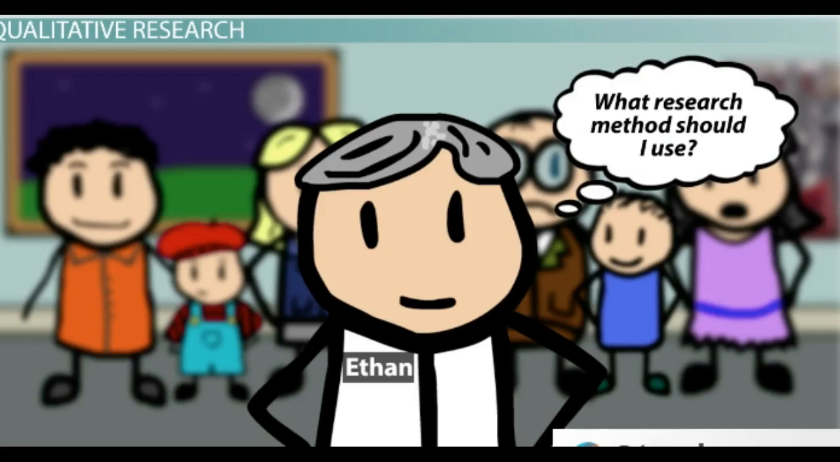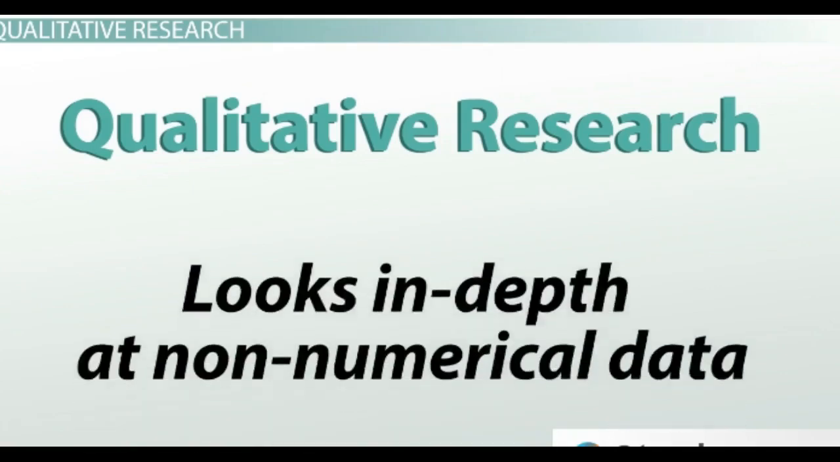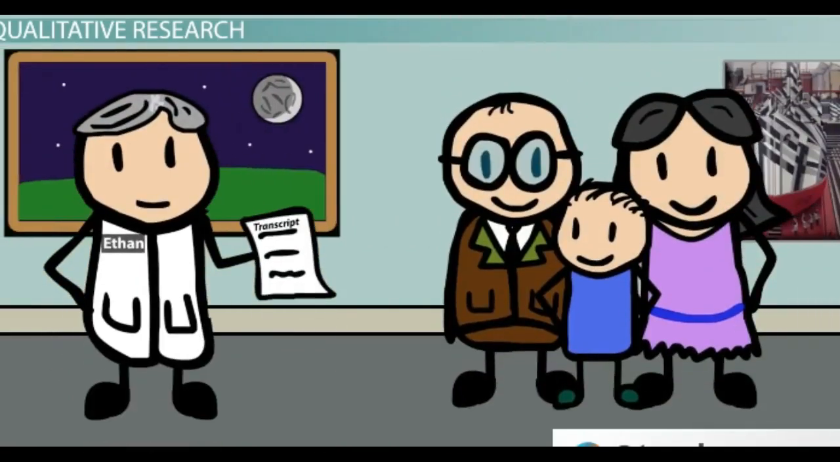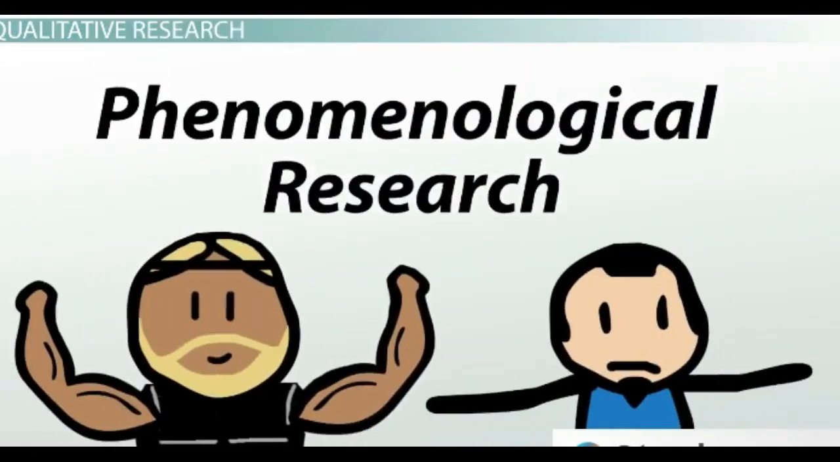There are a couple of different research methods. One common type of research is qualitative research, which looks in depth at non-numerical data. For example, if Ethan interviews parents of autistic children, he'll have notes and transcripts of his interviews. How does he run statistical analysis on those? The answer is that he can't, because it is non-numerical data. He's chosen to do qualitative research. Let's look closer at one type of qualitative research, phenomenological research, and its strengths and limitations.